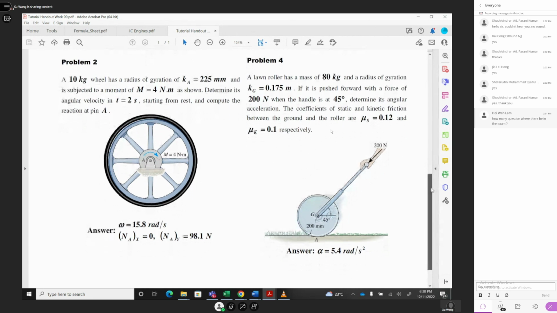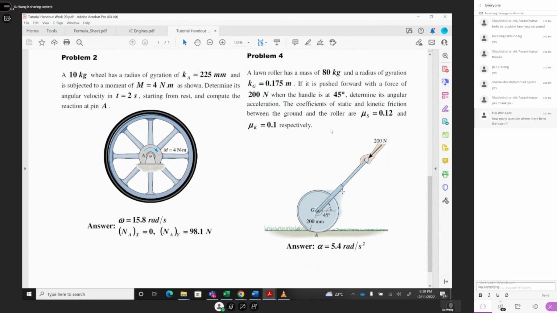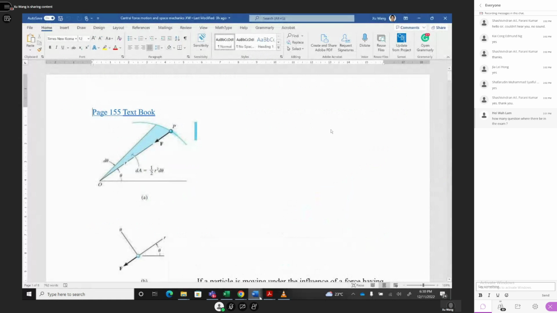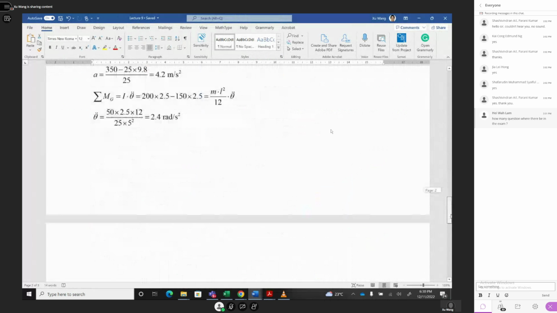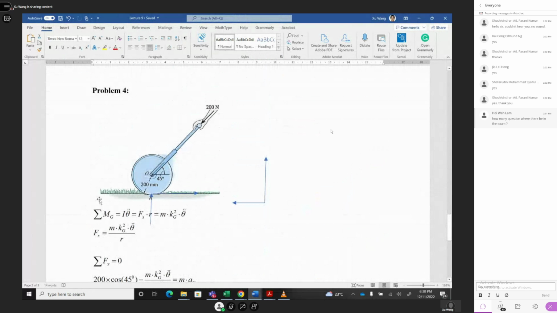So how can we solve this one? We solve this one again. We get sigma Fx equal to 0, sigma Fy equal to 0, and sigma M equal to 0. You have 3 equations. You can solve the whole problem. So we come back, start from sigma M_G. Sigma M_G is I, which is m k_g squared, multiply theta dot dot, and this is your I theta.